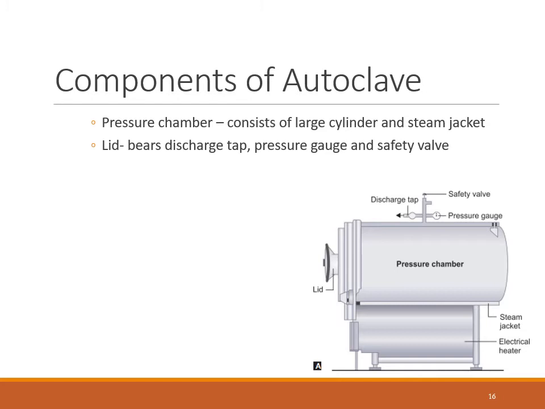Then the lid bears the discharge tap for the passage of air and steam. It also has a pressure gauge and a safety valve to remove excess steam. The third is the electric heater, which is attached to the jacket and heats the water to produce steam.